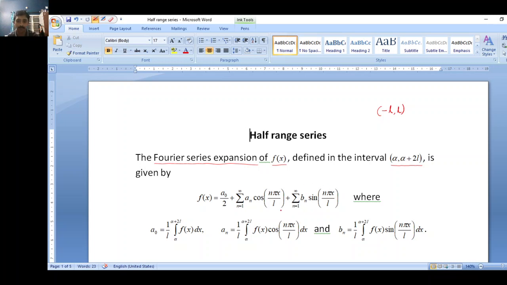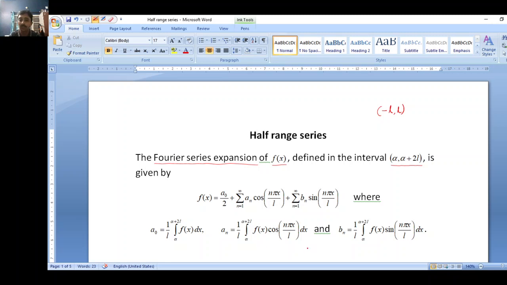series expansion. Likewise, if f of x turns out to be an odd function, correspondingly a naught and an become 0, because f of x is odd, and f of x into cos n pi x by l will also be odd, so that a naught and an become 0, and the Fourier series expansion of f of x will contain only sine terms. I hope all of you can recall these things, because the rest of the discussion will be based on what we have discussed just now.